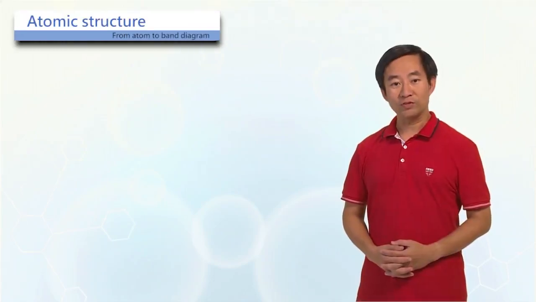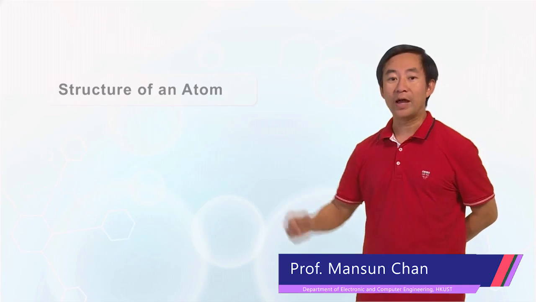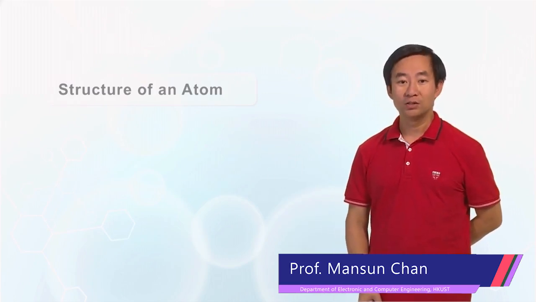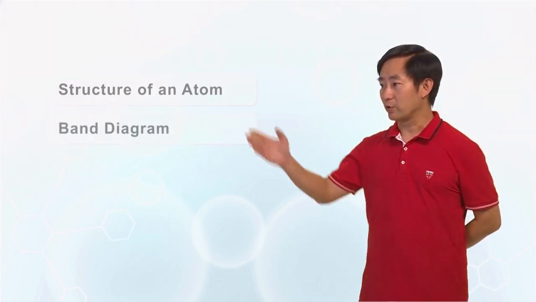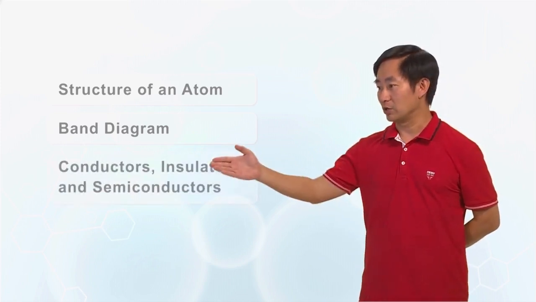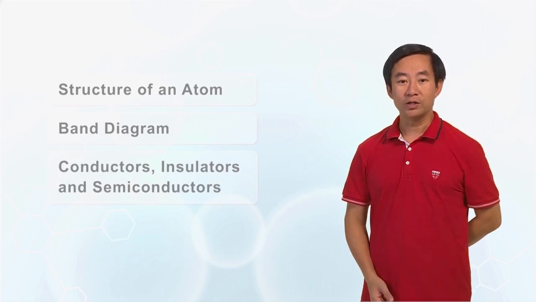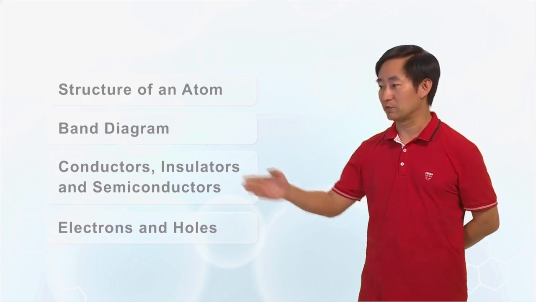In the first module of this course, I'm going to introduce the basic properties of semiconductor materials. I'll go from the structure of an atom to the energy band representations when they are arranged into a solid crystal. With the band diagram, I will then explain the physical distinctions among conductors, insulators, and semiconductors. Finally, I'll describe electrons and holes as charge carriers in a semiconductor and how they move around in a piece of solid.